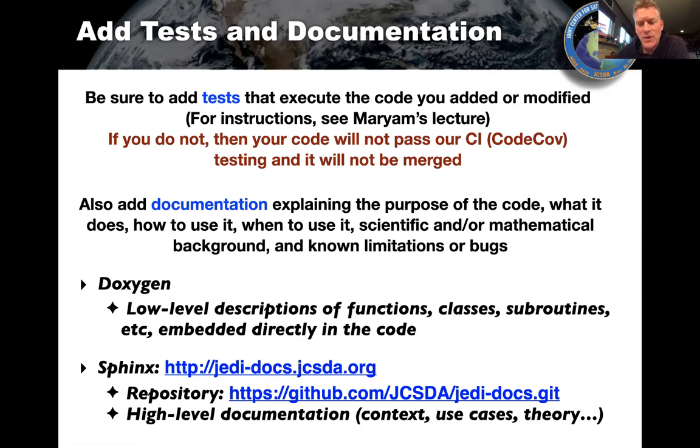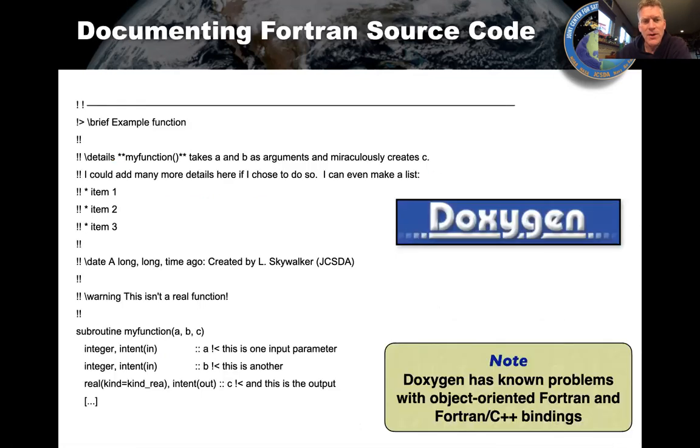So that is also just a repository in our public GitHub account, JCSDA. It's called Jedi Docs. And that is ultimately where that published documentation comes from. So in terms of documenting Fortran source code, here is an example.